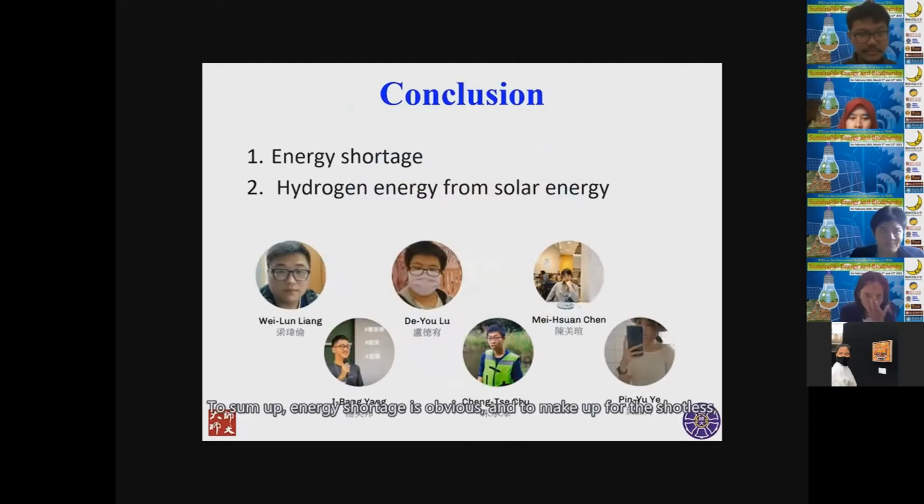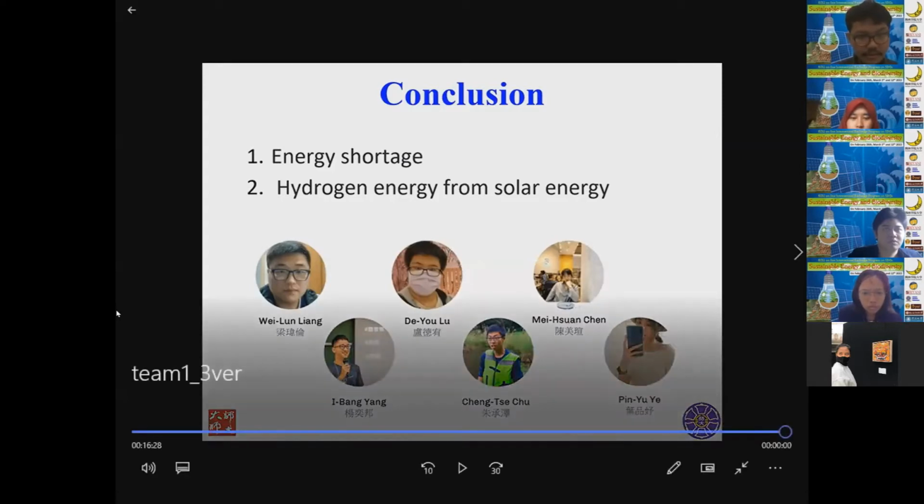To sum up, energy shortage is obvious, and to make up for the shortage, hydrogen energy from solar energy is the most worth looking forward to. By researching new materials, we can find the key to the problem someday. Thank you for your attention.